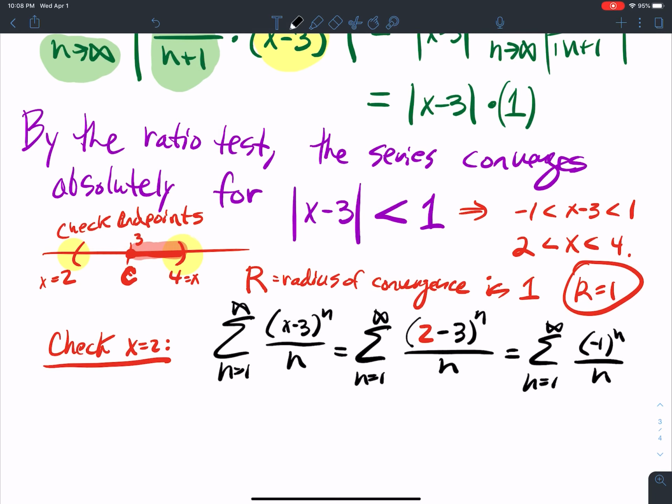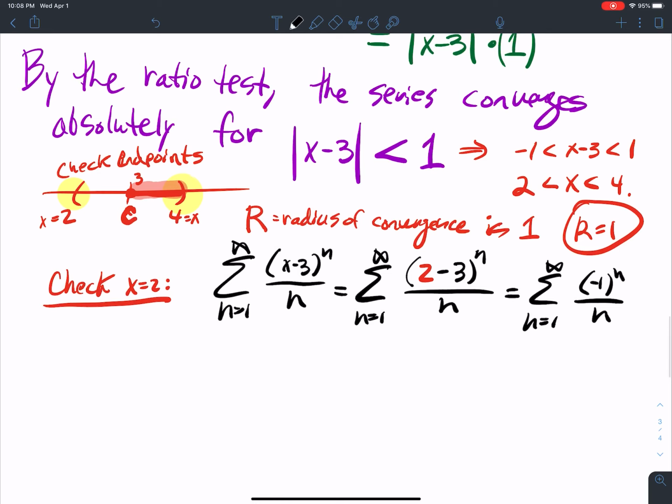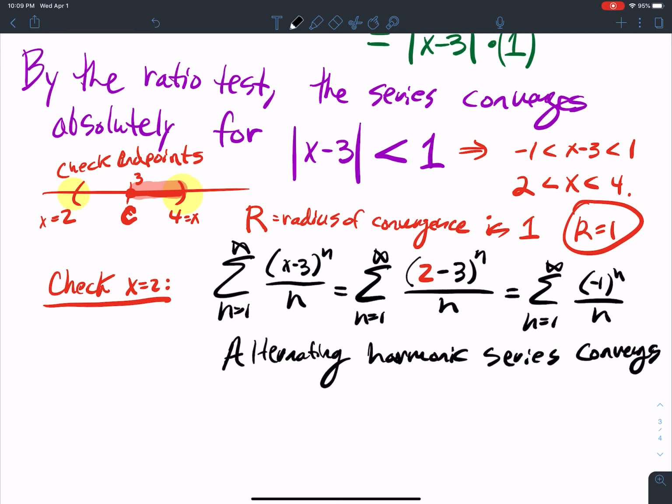Oh my goodness. What do you notice here? This is the alternating harmonic series. Okay, what do we know? We already know the alternating harmonic series converges. Okay? By what? By the alternating series test.